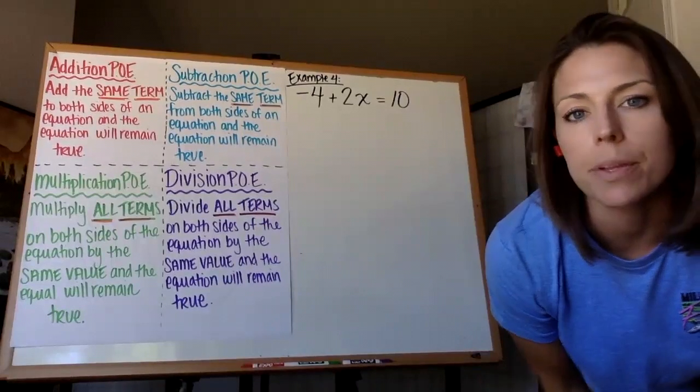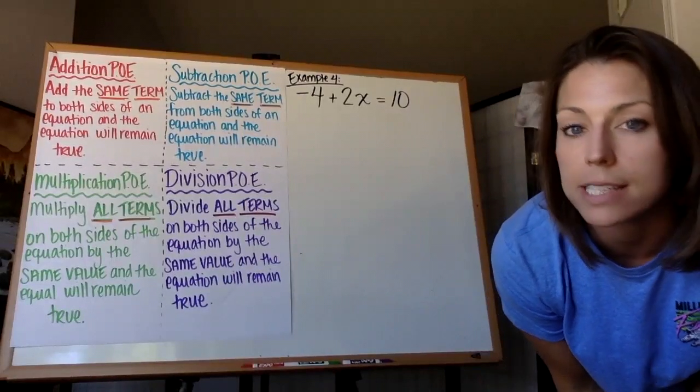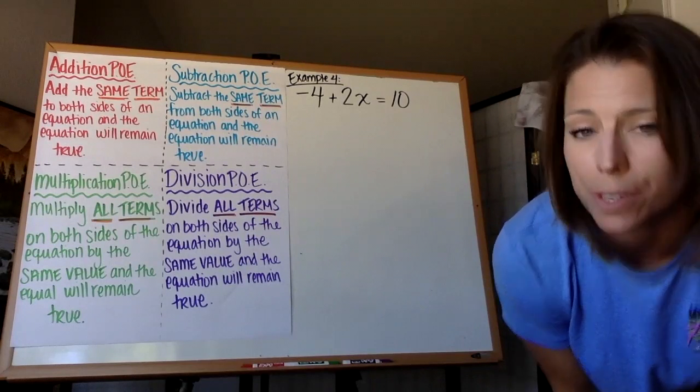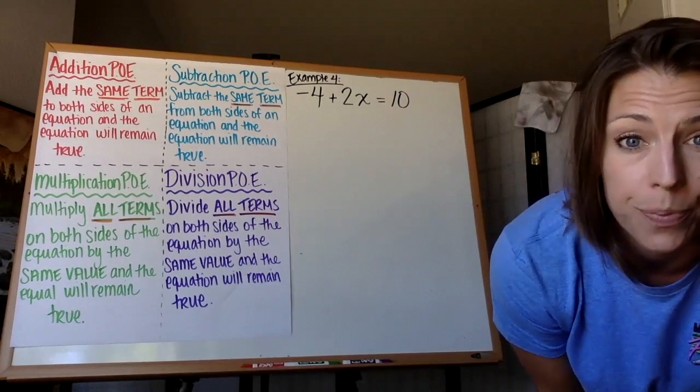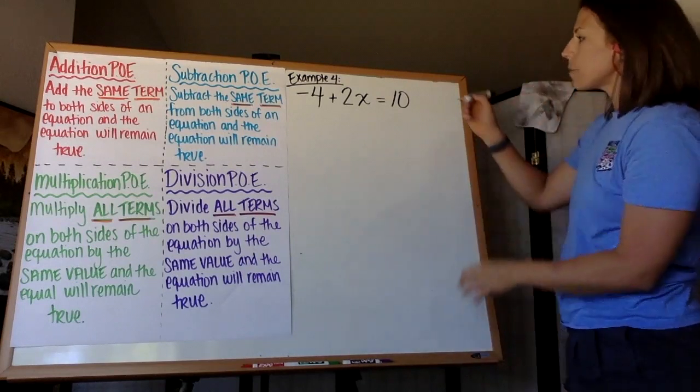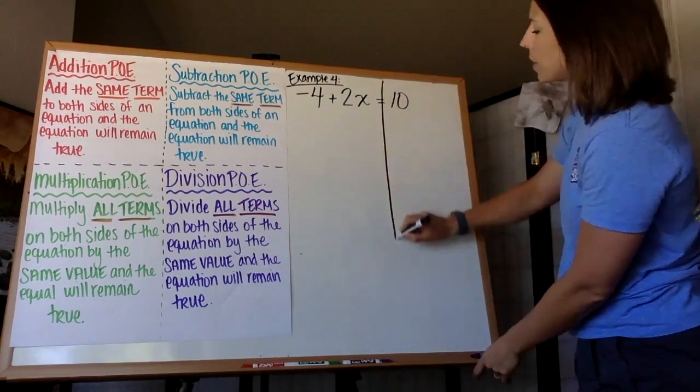On to our final example. -4 plus 2x equals 10. Now, for this one, I'm going to have you do this on your own first. So go ahead and pause the video now. Let's go over it. Okay, first step, draw a line down the middle of your equal sign.